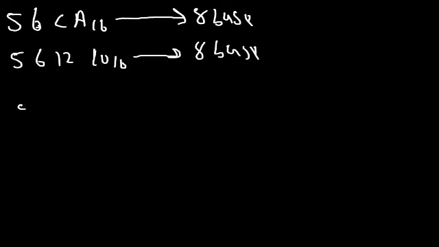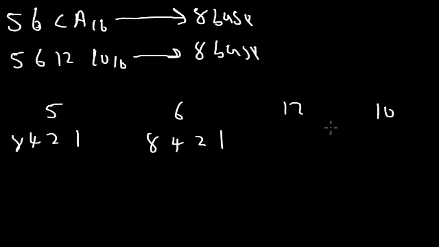So I'm going to split that. 5, 6, 12, 10. So below them, 1, 2, 4, 8 for each. When you are converting from 16 to binary, that's when it should be 1, 2, 4, 8. But when it is about octal, it will just be 1, 2, 4. You understand? It's just 1, 2, 4.